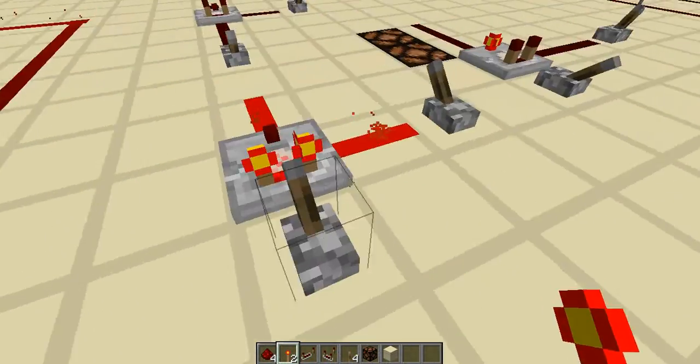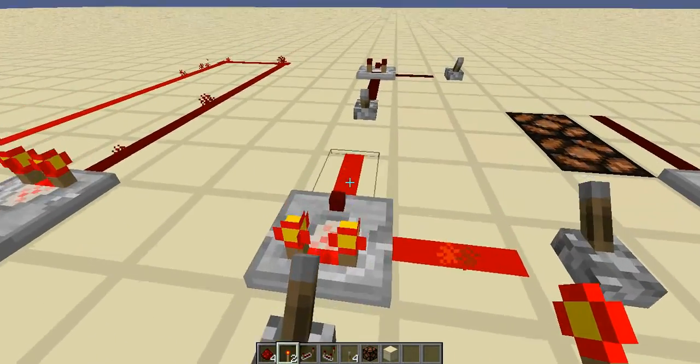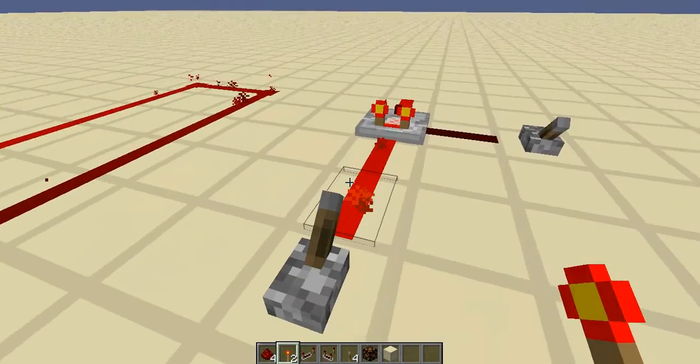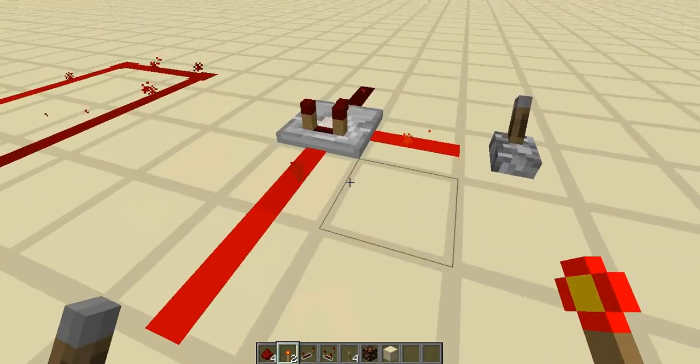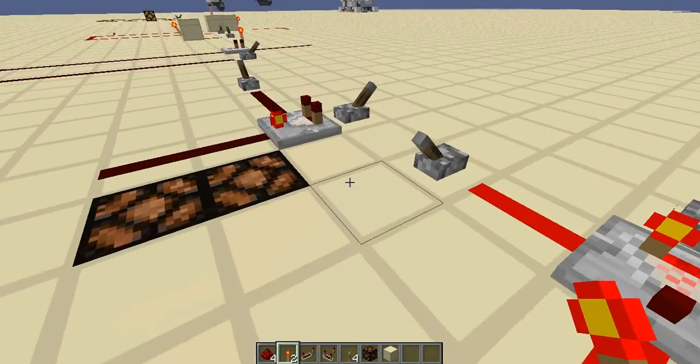So, as you can see, this one is greater because it does not have to go through any redstone dust before going into the comparator. In this case, though, this one is smaller, and it will be turned off because this one is stronger.